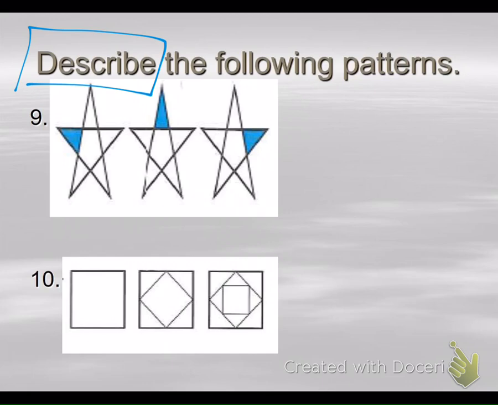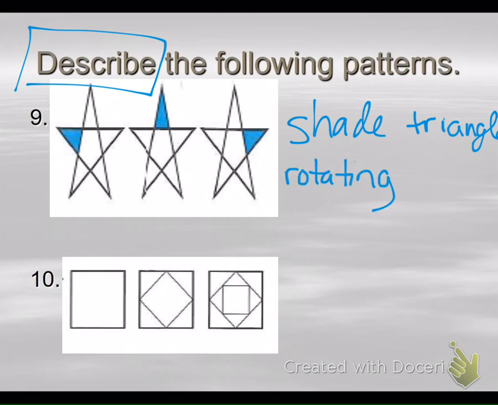What is happening in number 9? So it's the shaded pointy part? Triangle? Let's say triangle because we're in geometry class. Shaded triangle, rotating, counter or regular? This is regular clock. It goes in the direction of a clock. So clockwise. Good. Everyone agree on that?